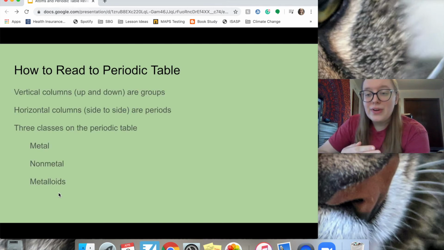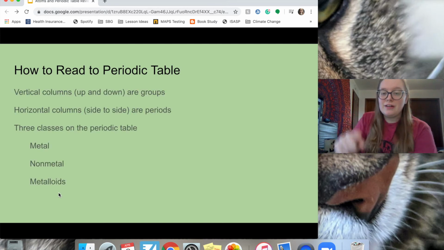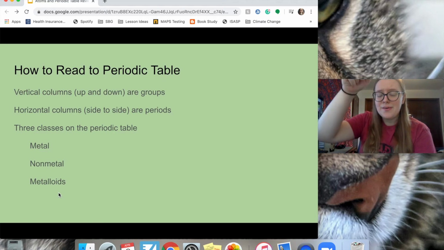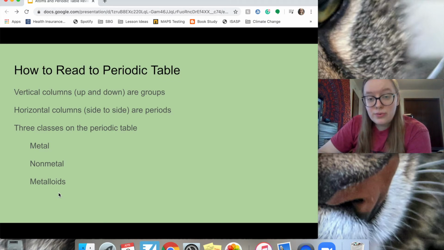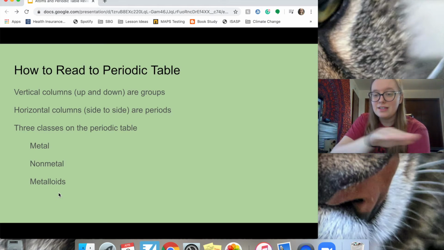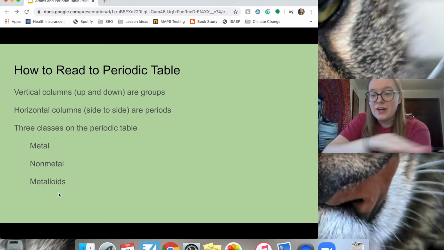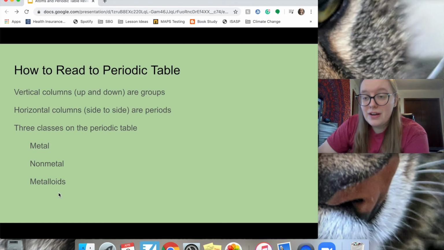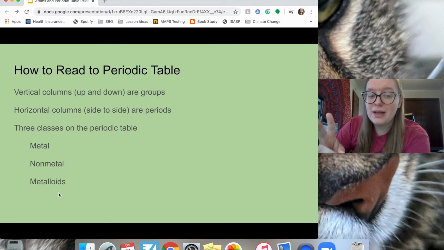So when we are reading it, we have vertical columns, so ones that move up and down. These are called groups. We have horizontal columns that run side to side. These are our periods. And then on our periodic table, we have 3 different classes that we're going to be focusing on. We have metals, nonmetals, and metalloids.